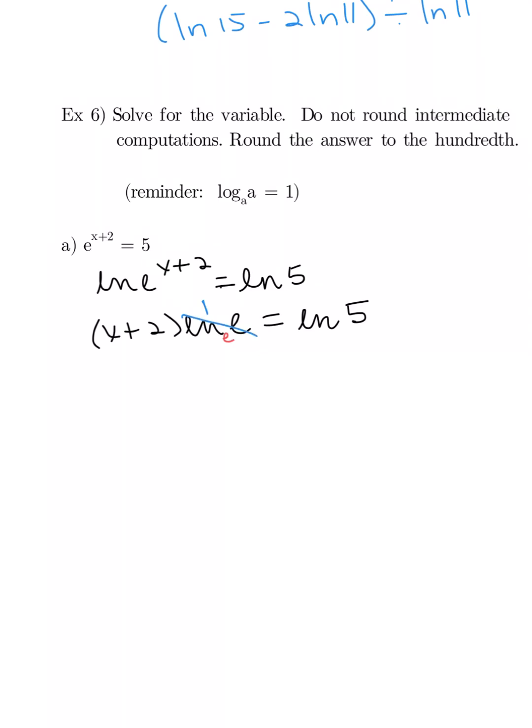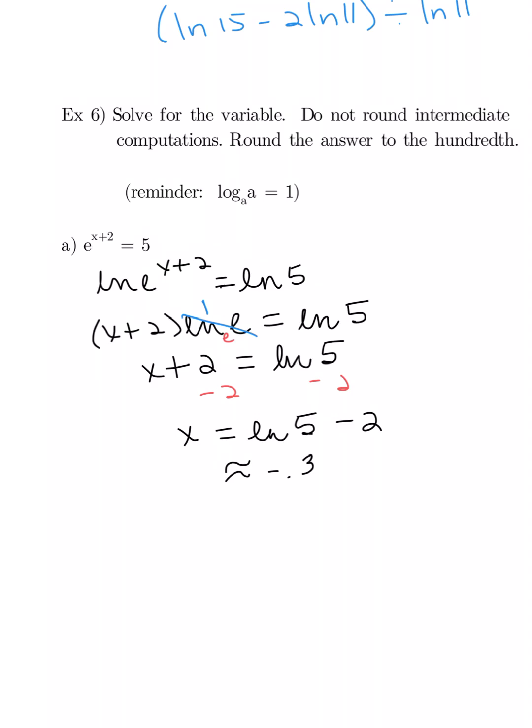So I really just have x plus 2 times 1. That just simplifies to be x plus 2 equals the natural log of 5. How do I solve that for the variable? I subtract 2 on both sides. So my variable x equals the natural log of 5 minus 2. Put that into your calculator and you should get a 2 decimal approximation of negative 0.39.